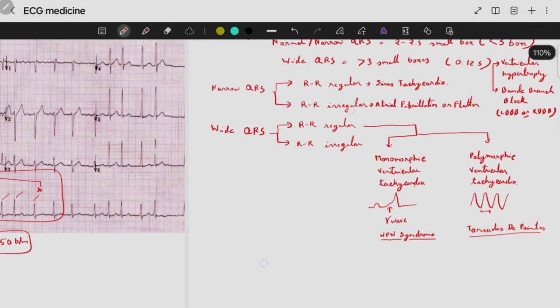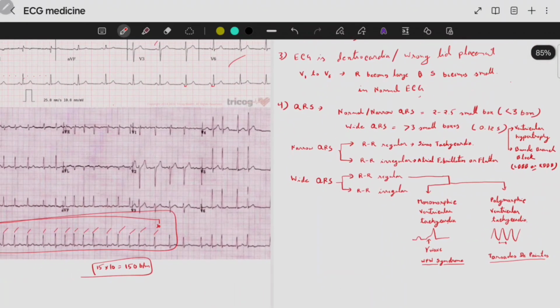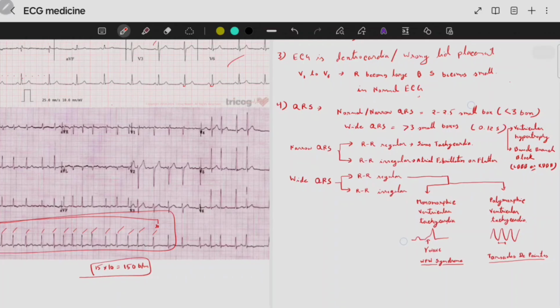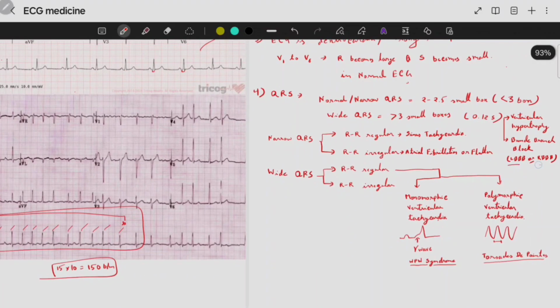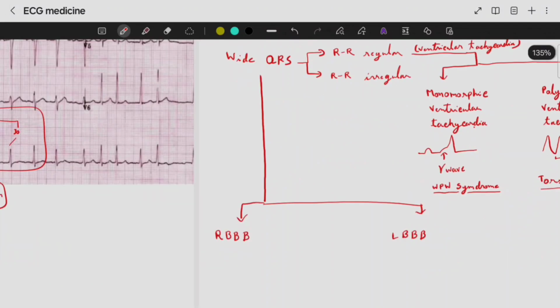So this is the QRS complex, the wide and narrow, then the polymorphic and the monomorphic. Next, in the QRS complex, you have to see whether it is LBBB or RBBB, meaning left bundle branch block or right bundle branch block. In the right bundle branch block, one mnemonic is Marrow, and in the left bundle branch block, one mnemonic is called William.